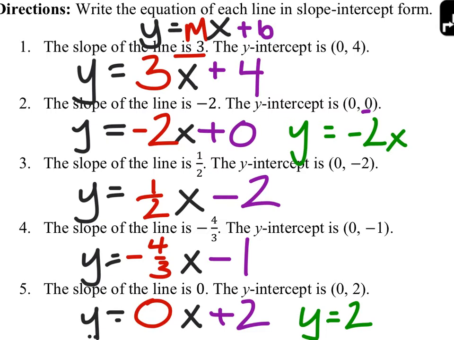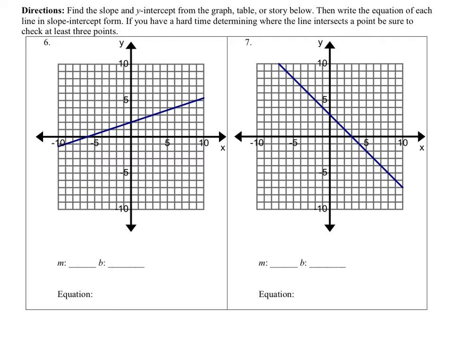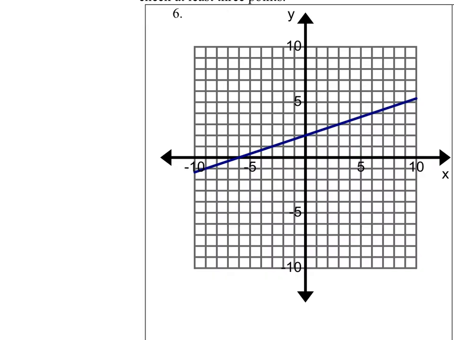Yes, this is slope-intercept form. So what are the two things we need to write this equation? Slope and the y-intercept. That's it. Slope and the y-intercept, and you're good to go. Find the slope and y-intercept from the graph, table, or story below. Then write the equation of each line in slope-intercept form. If you have a hard time determining where the line intersects a point, be sure to check at least 3 points. Fair enough. So here's number 6.